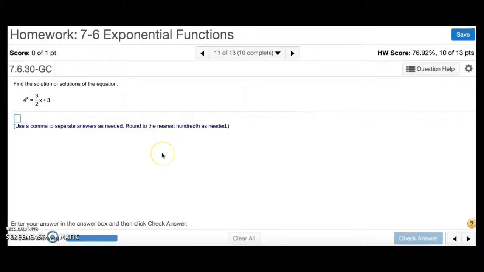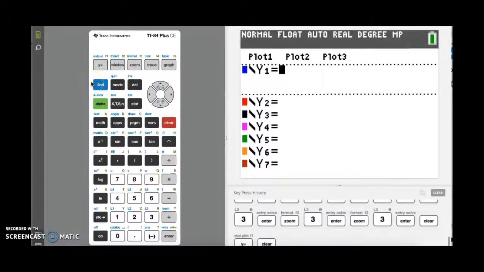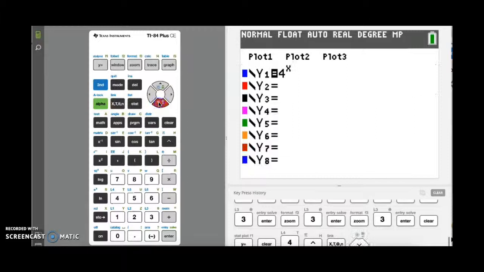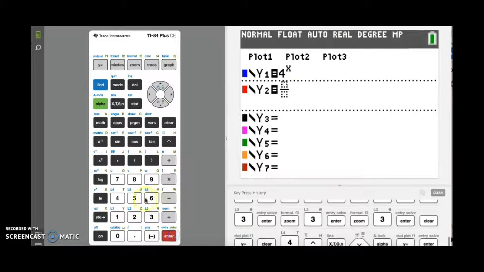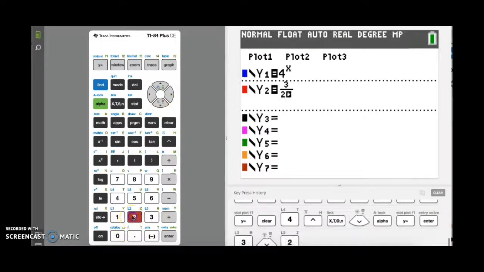Now for number 11, it is asking you to find a solution or solutions of the equation. Now to find these, what we're going to need to do is write each side of my equal sign as two separate equations on my calculator and see where their intersected point is. So we'll write those as a system. I'll show you what I mean. So in y equals, I'm going to type in 4 to the x. Then for a second line, I'll do alpha y equals and enter 3 over 2, press over x plus 3. Now press graph.